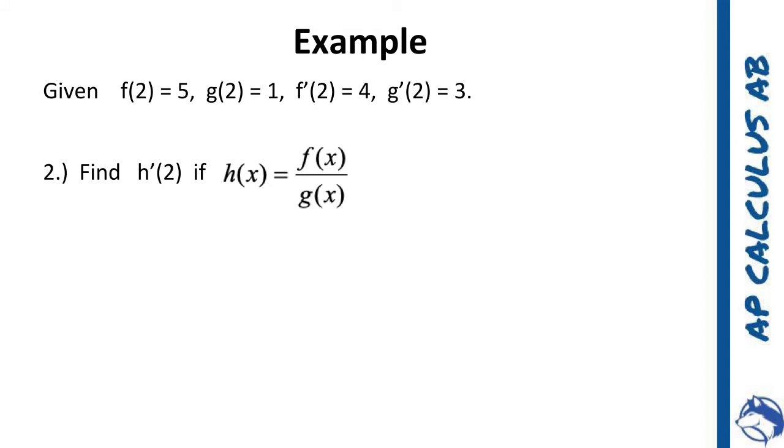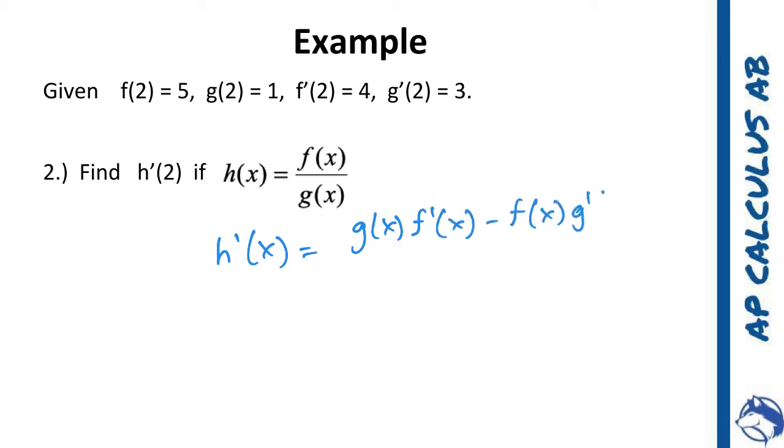We got another one. It's the quotient rule. So remember, quotient rule is very fun. Just got to remember it. So it's low d high minus high d low. All of this is going to be over low squared.